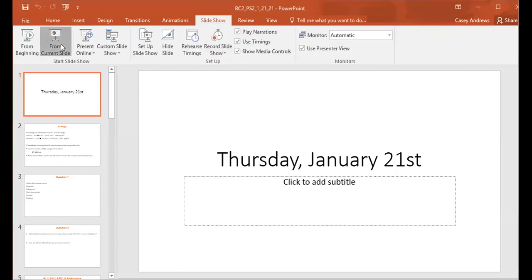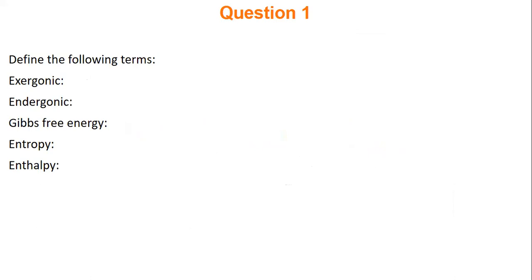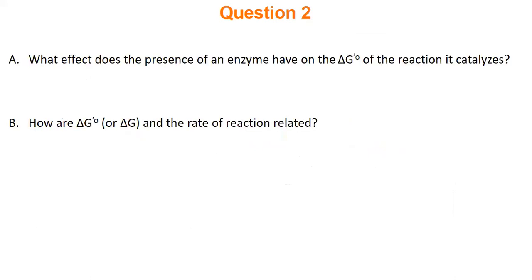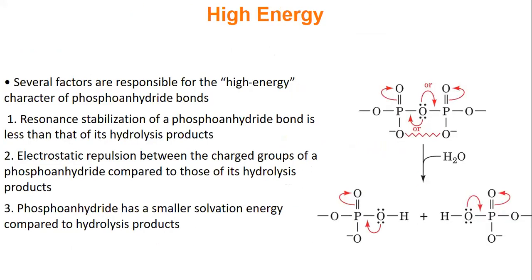PowerPoint 2, let me get into that. Set 2. Again, more general stuff that hopefully we now have a good understanding of, as we go through more specific stuff. Energy, and the different generic energy terms. The difference between delta G not prime and delta G. Again, if we understand coupling and why coupling works, hopefully you should know the idea behind these two delta Gs. Energy, ATP, why ATP is so high energy.